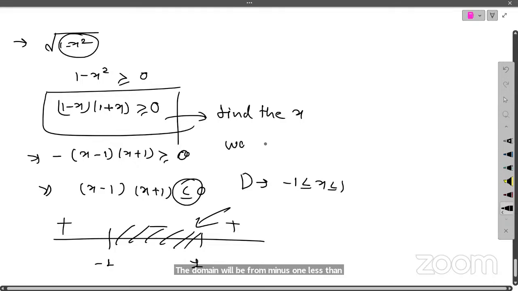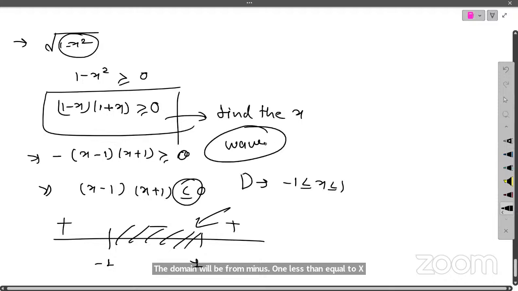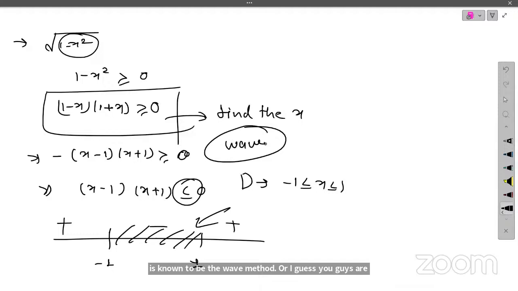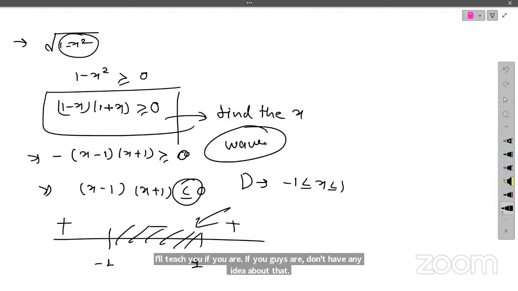This is known as the wave method, or I guess you are familiar. I mean, this method is in 12th, 11th. I'm not sure, but I'll teach you if you don't have any idea about that.